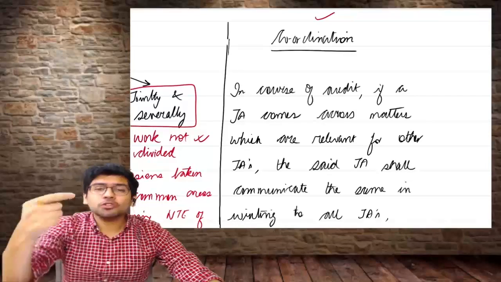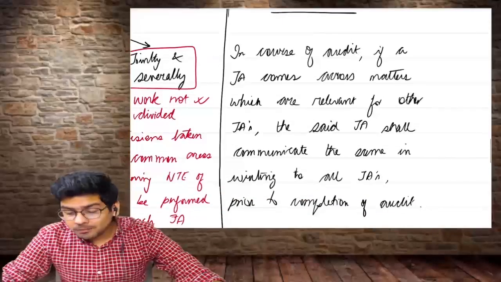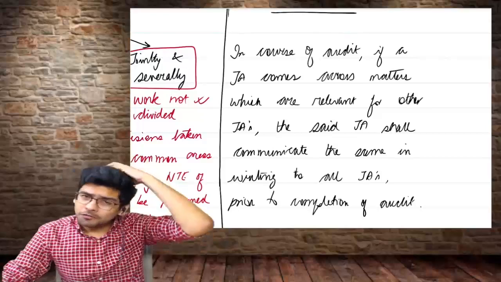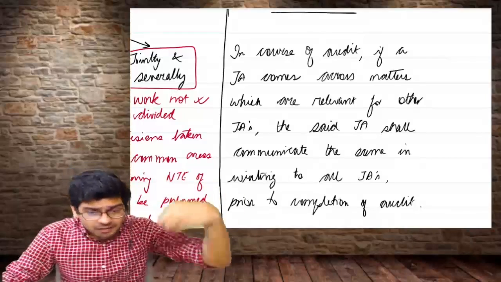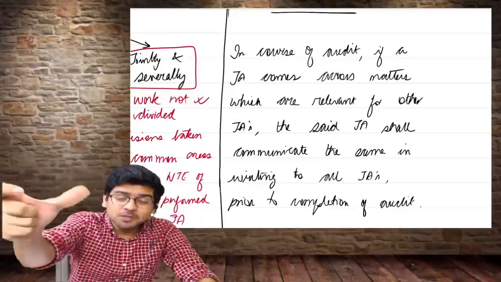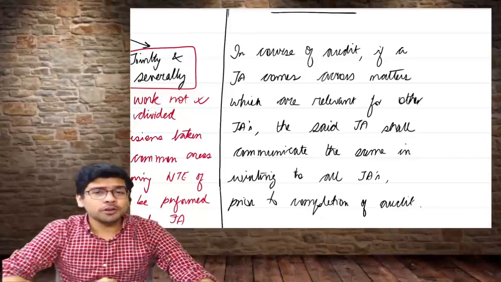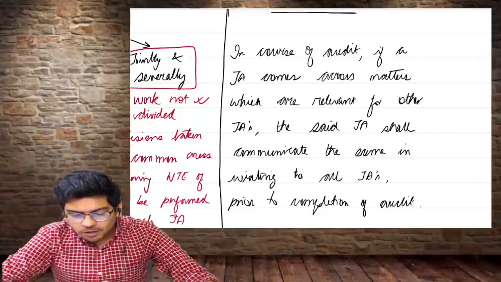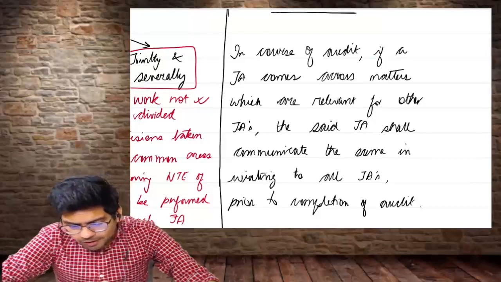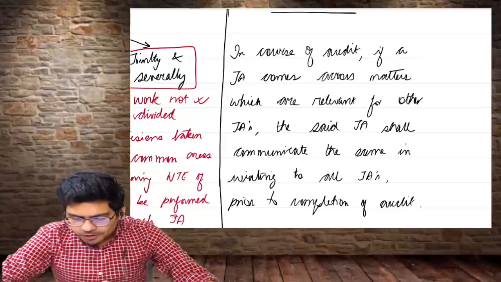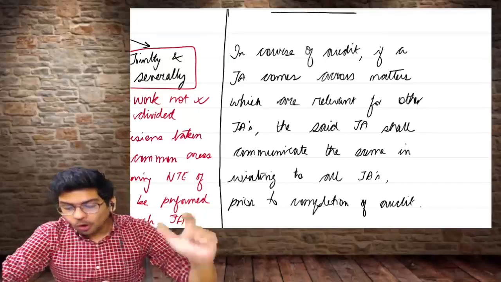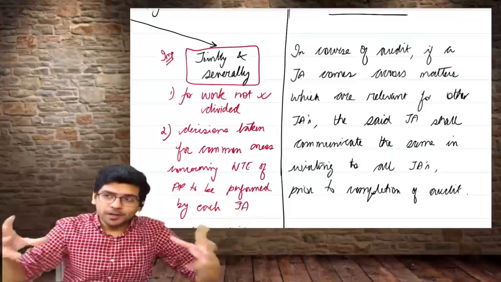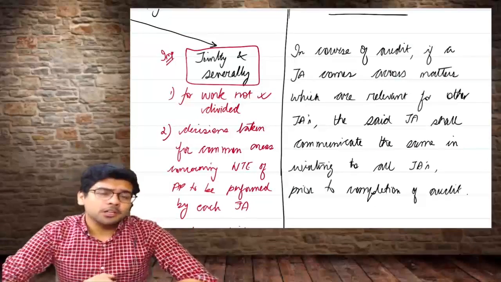What I have written in the course of audit: if a joint auditor comes across matters which are relevant for other joint auditors, while doing the audit of North Division, I come across a matter which is relevant for the South Division, it is my responsibility to communicate the same to the joint auditor of the South Division. The said joint auditor shall communicate the same in writing to all joint auditors prior to completion of audit. So it is my responsibility to maintain coordination amongst all the joint auditors.